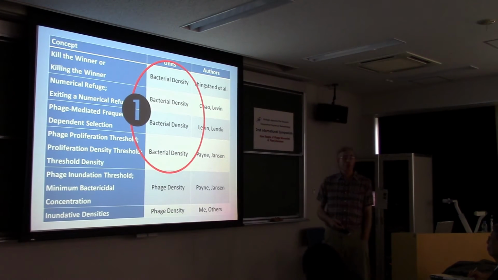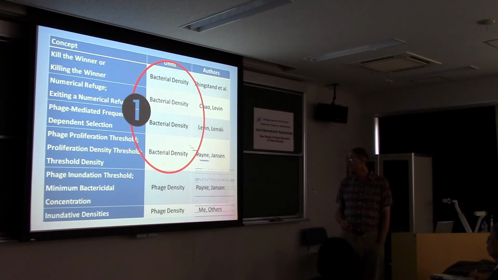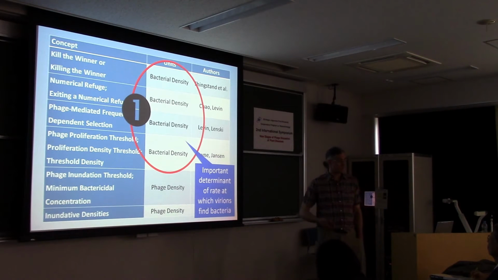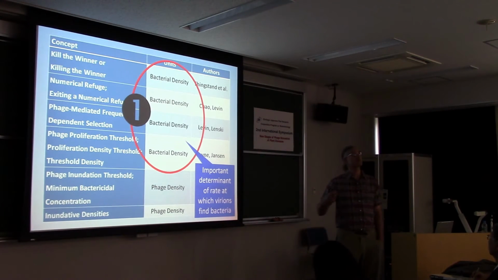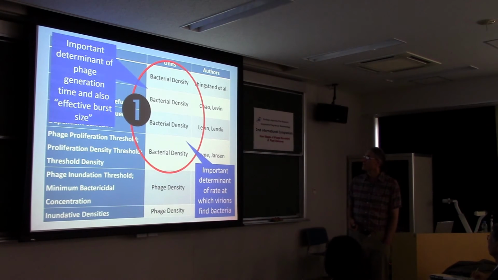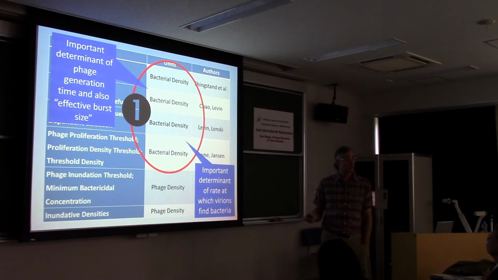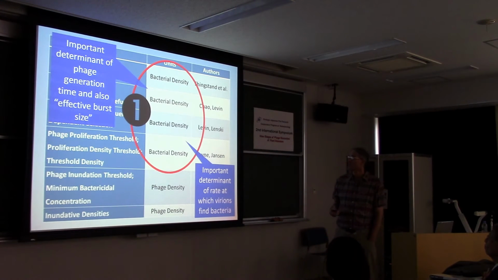And so this is the first one, and that is bacterial density. Bacterial density is a very important determinant of how fast phages, their virions, can find bacteria. The more bacteria around, up to a point, the faster phages will be able to find those bacteria, specifically the bacteria the phages are able to absorb to. This in turn is an important determinant of phage generation time, how long it takes to go from an absorption until the progeny phage are absorbed. And it's also important for what I call effective burst size.